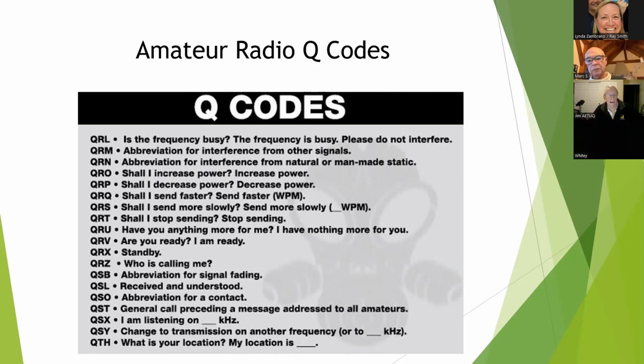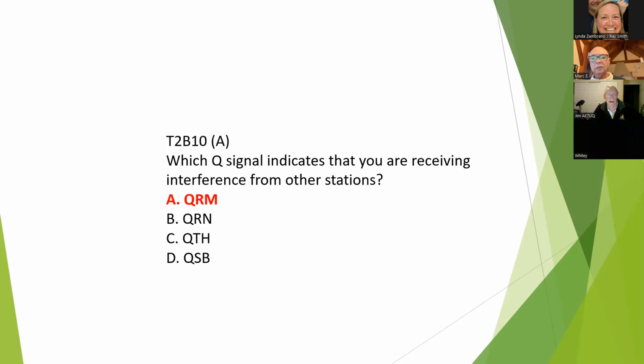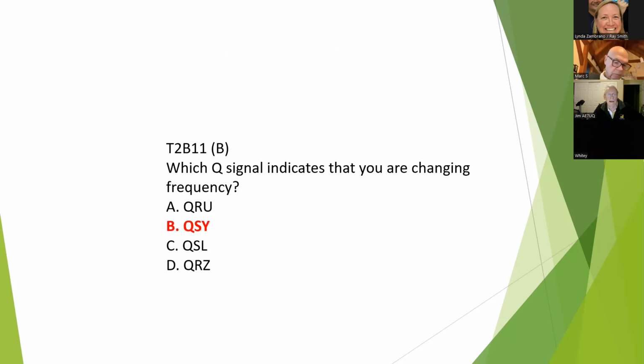And again, you don't need to remember all these. You only need to remember 2 for the test. Which Q signal indicates you're receiving interference from other stations, QRM. And which Q signal indicates you're changing the frequency, QSY.